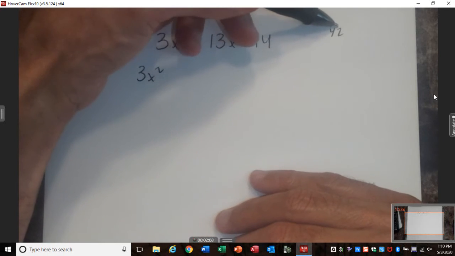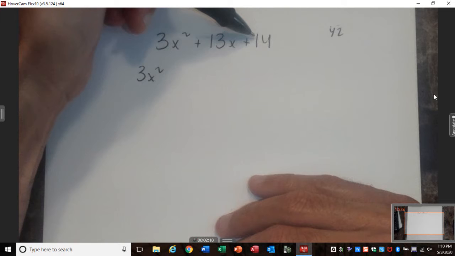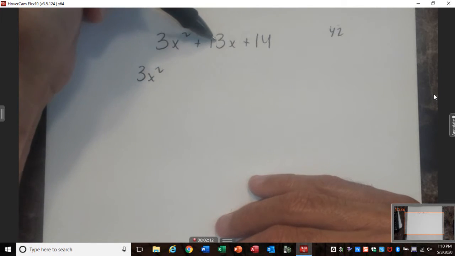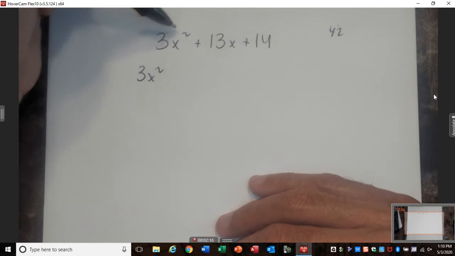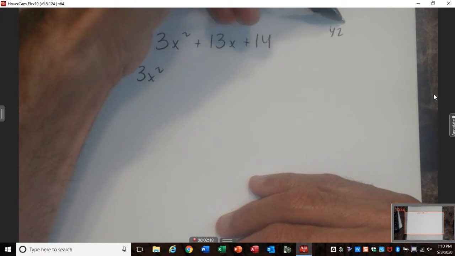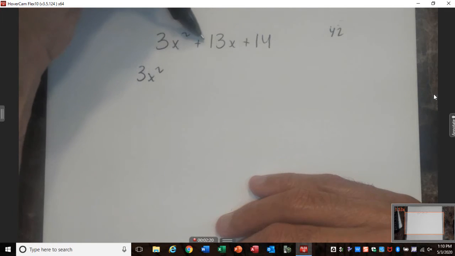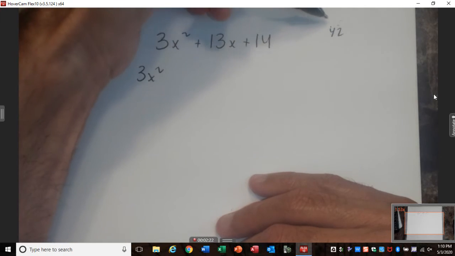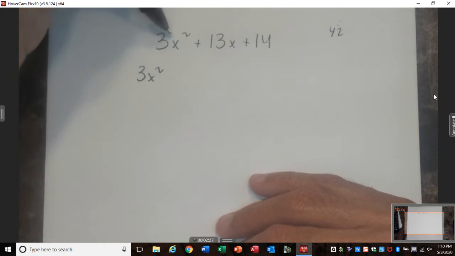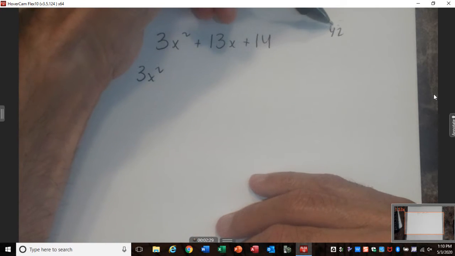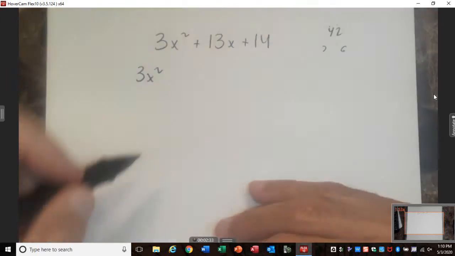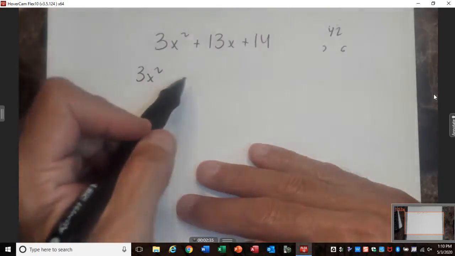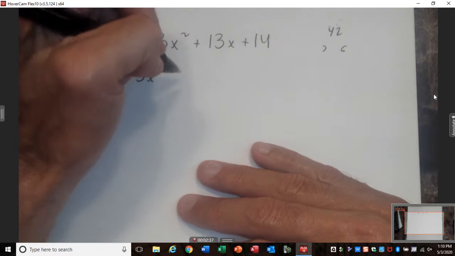What are the factors of 42 that add up to 13? See, there are no factors of 14 that add up to 13. That's impossible. So we're going to borrow from the 3. We're going to take 3 times 14 to get a larger number that will have factors of 13. So we're going to take 42 and ask ourselves, what are the factors of 42? 3 times 14 is 42. The factors of 42 that add to 13 are 7 and 6. So now, in this row, instead of writing the 13x, we're going to write 7x.